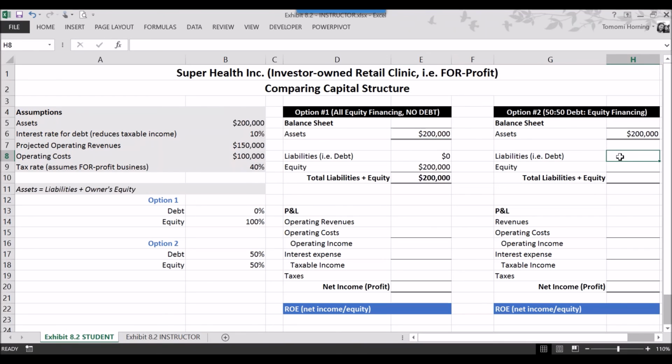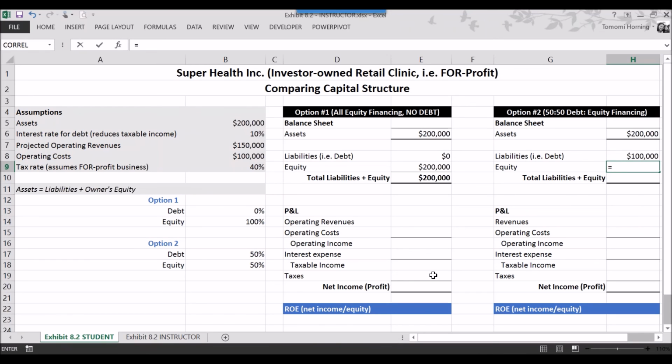Now let's come over here and do the same thing for option number 2, which is a 50-50 capital structure, 50% debt, 50% equity financing. So if we do that, that means our liabilities are going to be 50%, which is why I have this down here in the lower left, 50% of the assets that are required, multiplied by the assets, so you can see my formula there. So $100,000, that makes a lot of sense. That's what the book is saying.